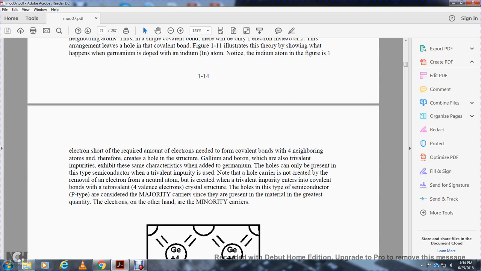The hole can only be present in the P-type semiconductor, the trivalent impurity. Note that the hole carrier is not created by removing an electron from a neutral atom, but is created by the trivalent impurity entering the covalent bond with the tetravalent, four-valence-electron crystal structure. The holes in this type of semiconductor, P-type, are considered majority carriers since they are present in the greatest quantity. The electrons, on the other hand, are minority carriers.